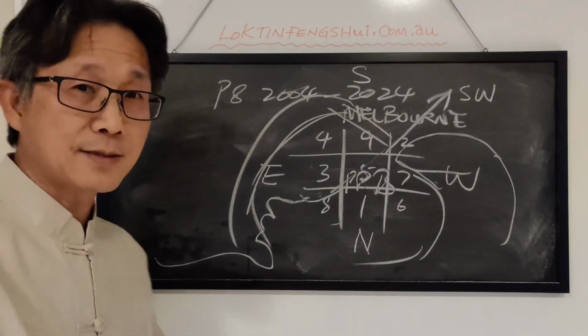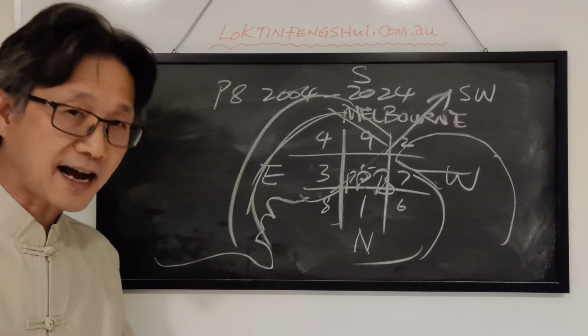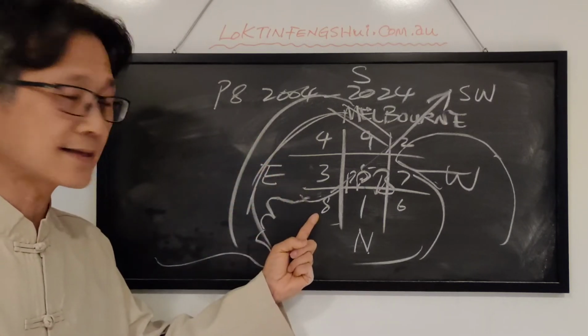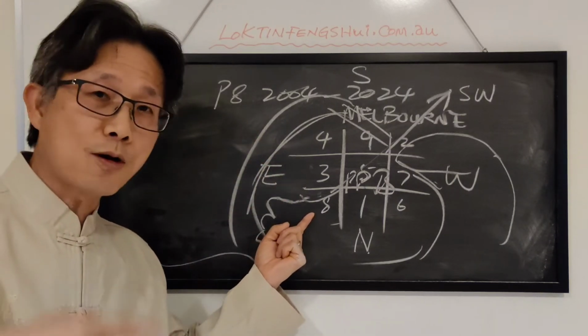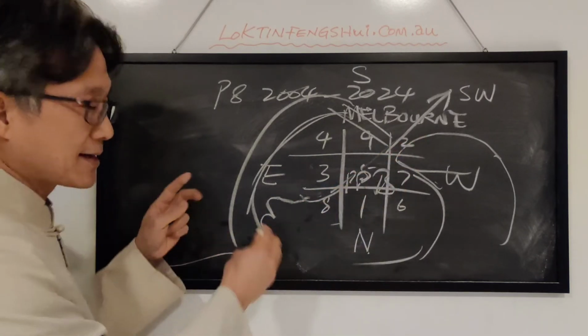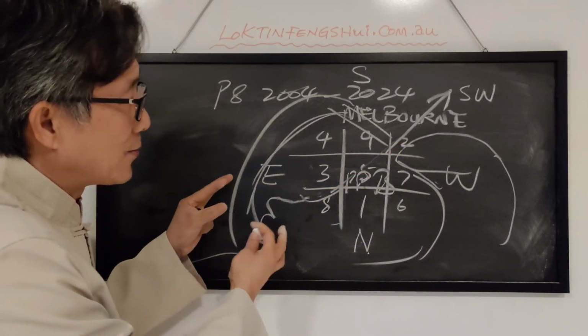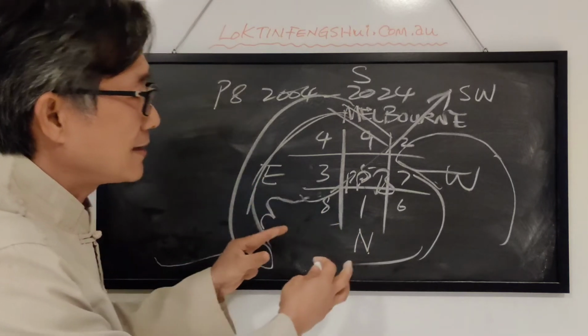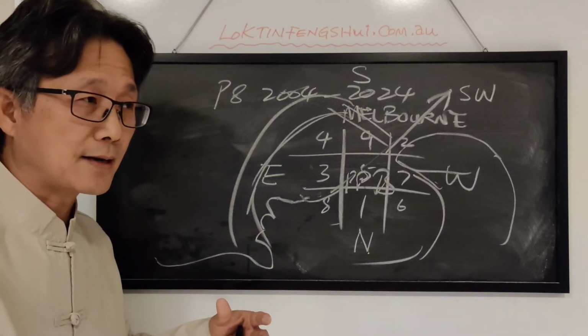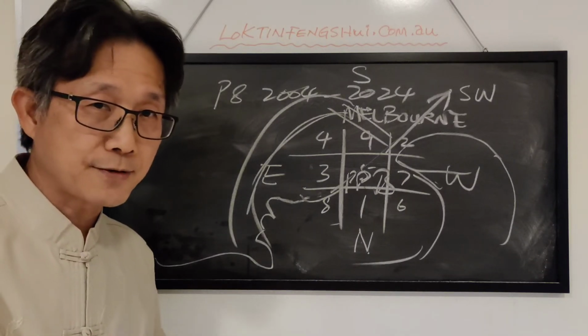So as explained earlier, timely. The number 8, we are in period 8, so you want this area to be higher, more mountain. When water flows to this direction, that means this side is higher. So Melbourne is in a timely period, a good period, a prosperity period.